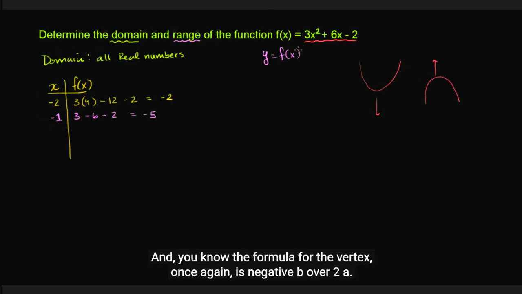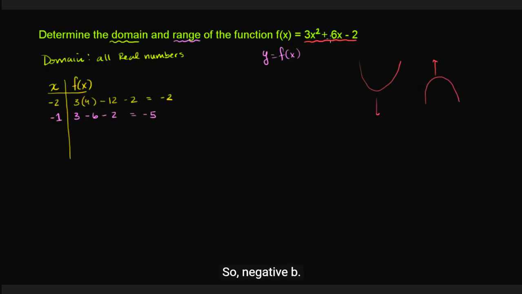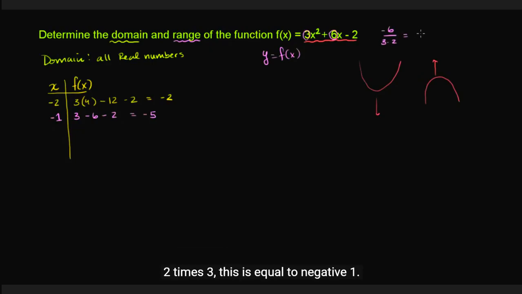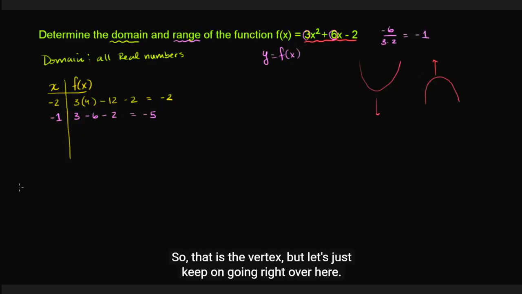And you know the formula for the vertex, once again, is negative b over 2a. So negative b, that's the coefficient on this term right over here, is negative 6, over 2 times this one right over here, 2 times 3. This is equal to negative 1. So that is the vertex, but let's just keep on going.